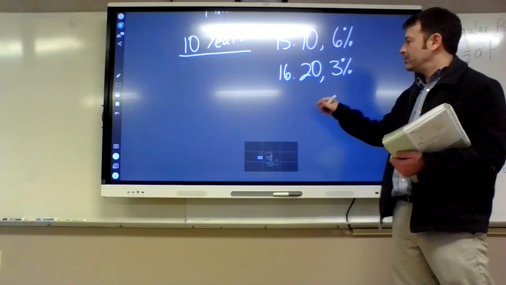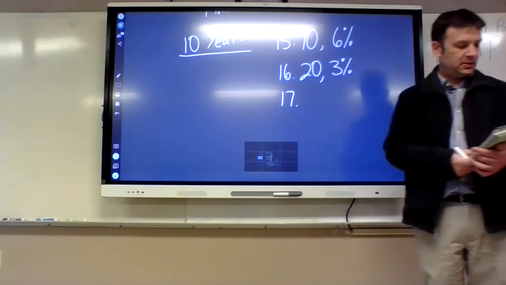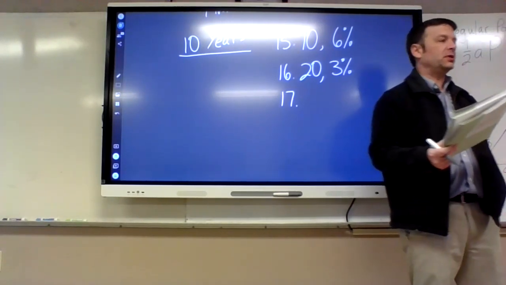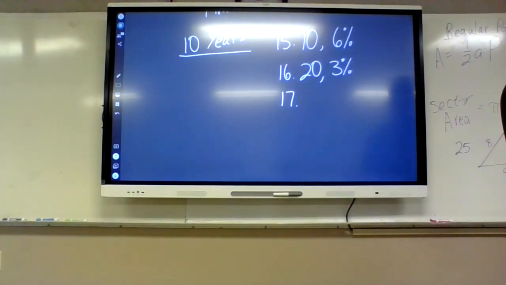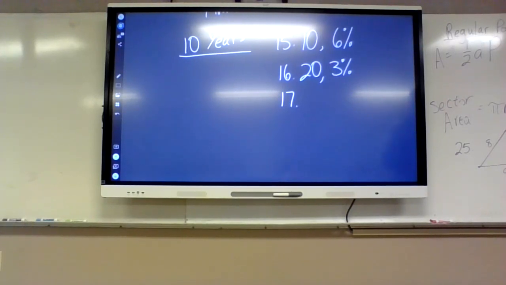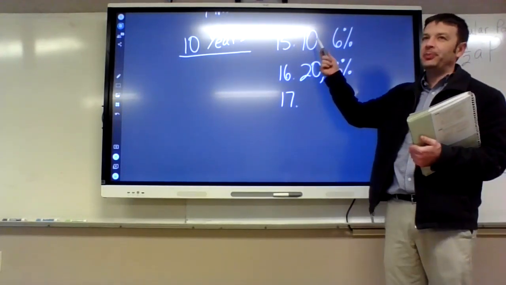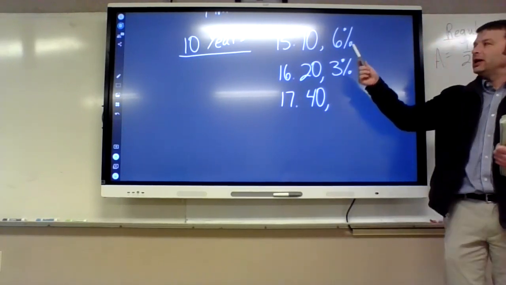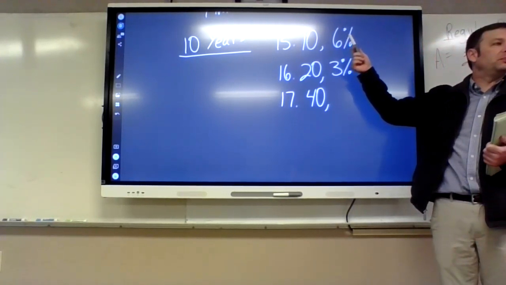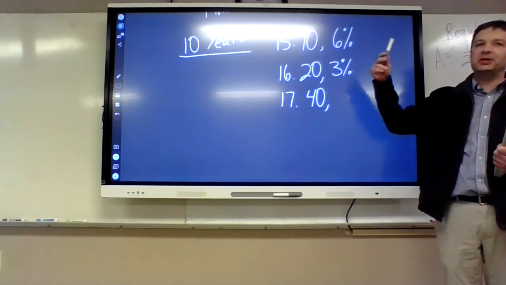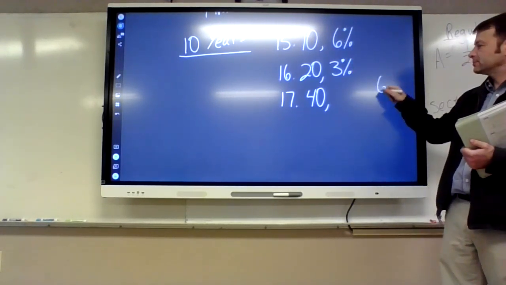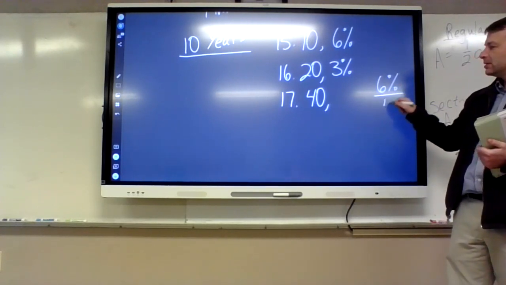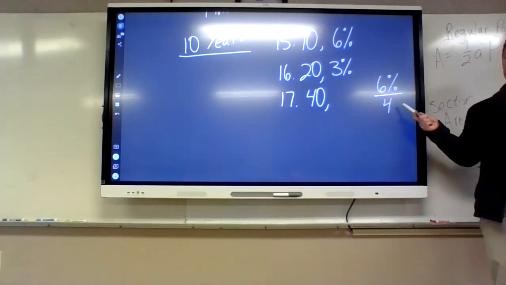Okay, number 17. Quarterly. What do you think quarterly means, Grant? Like every 3 months? Yeah, how many times a year would that be? 4. A quarter is a fourth, right? So you're making 4 payments a year for 10 years. How many payments would that be? 40. How much would you have to pay on that 6% per payment? 6 divided by 4, 1.5%.